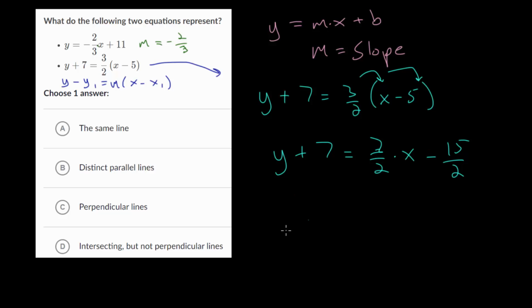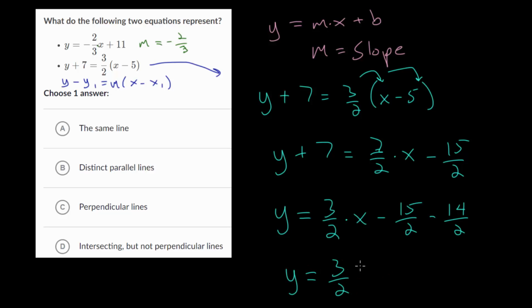Now let's subtract 7 on each side, so we get y by itself. So y is 3/2 times x, and we have minus 15/2, and then we're subtracting 7, which I'll write as 14/2 so that they have the same denominator. And then lastly, we just simplify. So y is equal to 3/2 x minus 29/2, or minus 14.5. But the main idea is you can find the slope now.